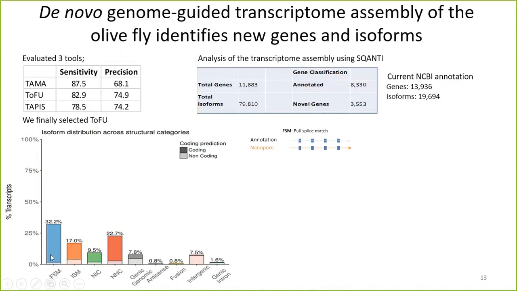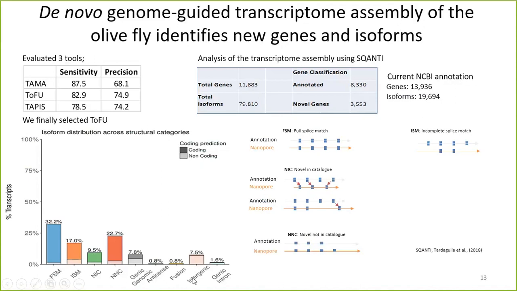The next category here, the incomplete splice matches, 17%, show that they just lack some of the exons that the NCBI annotations have. The next category, the novel in catalog, about 9.5%, are exon skipping events for the most of them. And then the second most common category, about 22%, was the novel not in catalog. These are transcripts that have new exons or new splice junctions or combinations of them that have not been cataloged, or you cannot find them in the NCBI annotations.